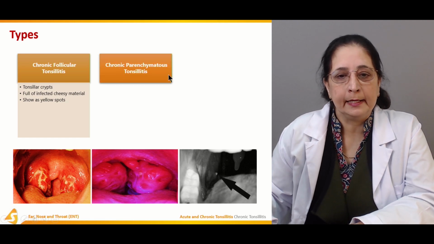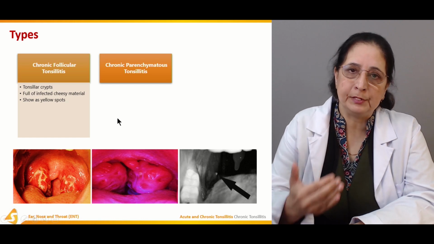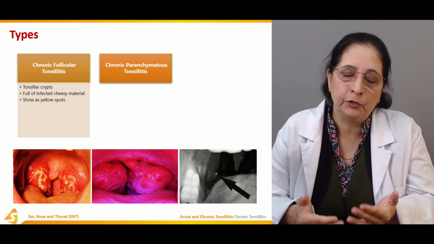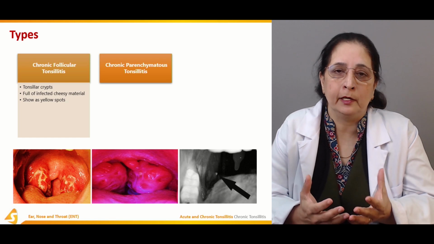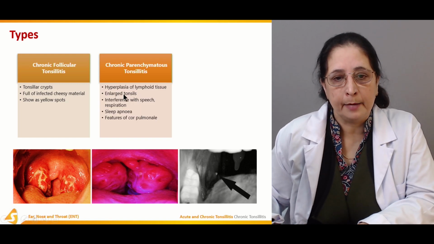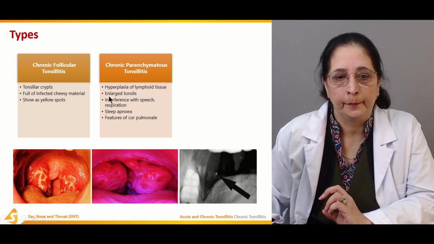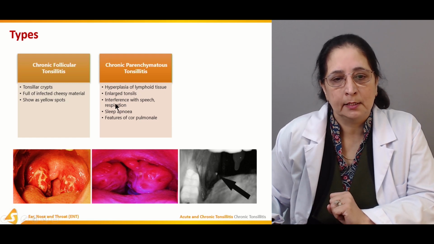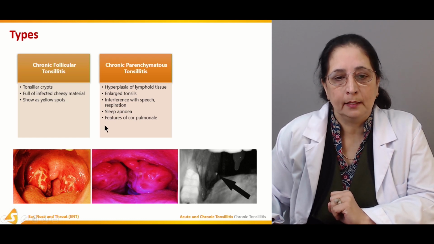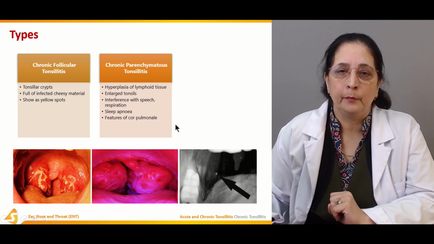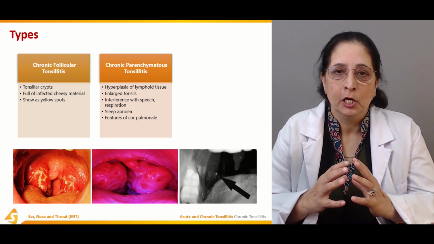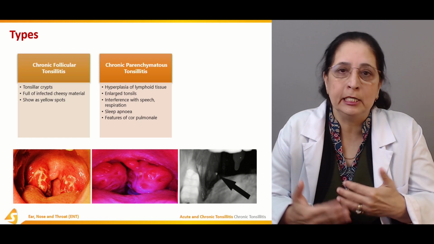Then chronic parenchymatous tonsillitis. These are the same types as we discussed about acute tonsillitis also. So we have follicular tonsillitis and parenchymatous tonsillitis, which involves the tonsil substance, and there is hyperplasia of lymphoid tissue, enlargement of the tonsils. There is interference with speech, respiration, sleep apnea, and features of cor pulmonale. Now it's a chronic parenchymatous tonsillitis, so it leads to a more severe condition of the patient.